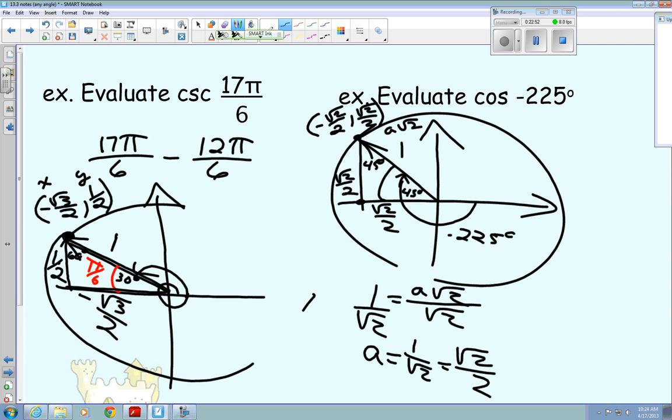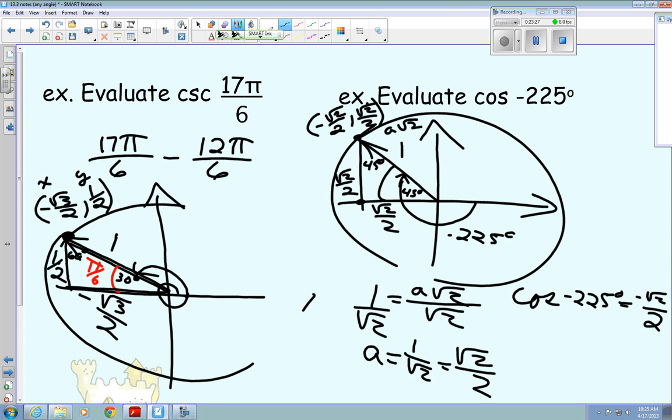If this is your x value, what is the cosine of negative 225 degrees? What's the x value? Negative root 2 over 2. So the cosine is negative, yep, it's just a point. It's just a negative. Cosine of negative 225 is negative root 2 over 2.